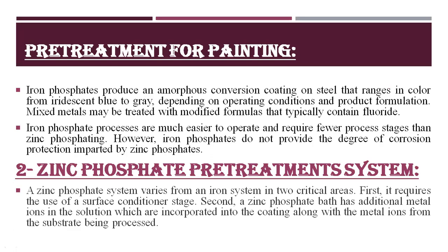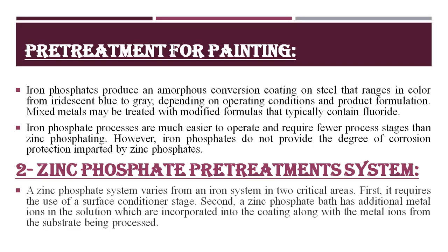Iron phosphate produces an amorphous conversion coating on steel that ranges in color from iridescent blue to gray, depending on operating conditions and product formulation. Mixed metals may be treated with modified formulas that typically contain fluoride. Iron phosphate processes are much easier to operate and require fewer process stages than zinc phosphate. However, iron phosphates do not provide the degree of corrosion protection imparted by zinc phosphates.